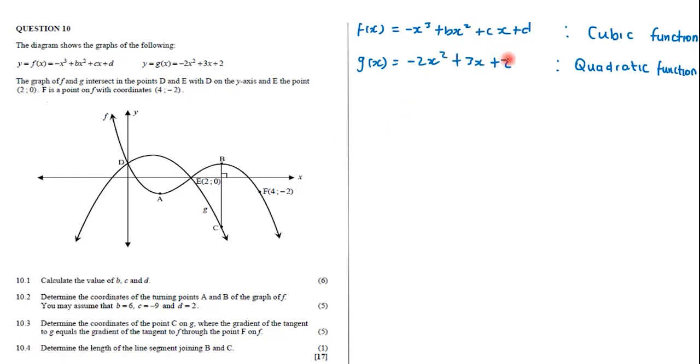Now here, in the quadratic function, I'm given this full equation, and this value here I know is my y-intercept. So if I'm looking at the diagram here, I can see that this is where the y-intercept is. So this gives me a hint that D is going to be the point (0; 2). So these are things that you first need to make sure that you get out, right?